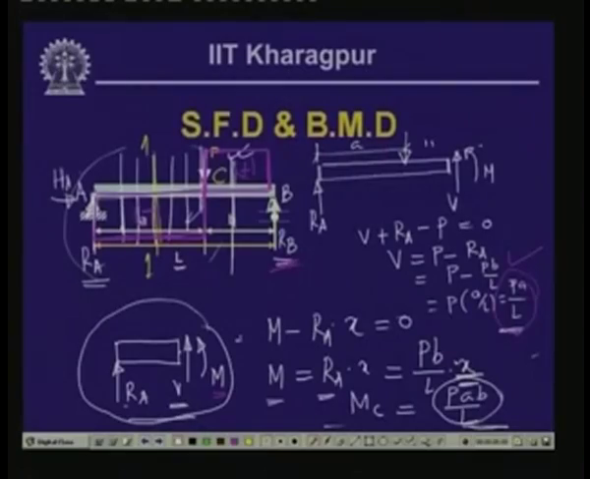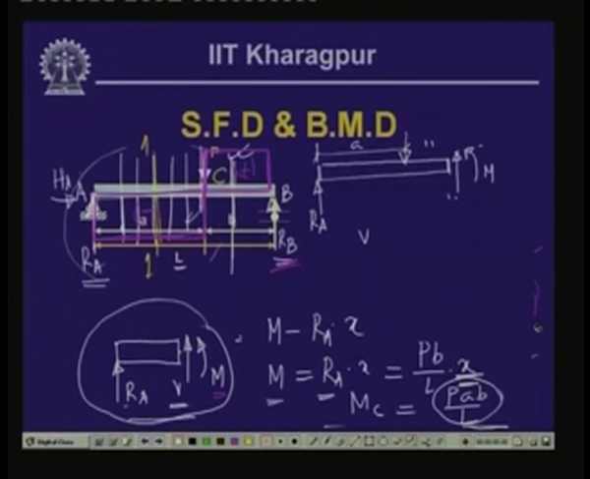Now, what happens to the bending moment on the right hand side of this particular load? Let us calculate from the free body of the other part what happens to the value of the bending moment. If we take the moment of all the forces with respect to this particular point, let us call it D, the general moment M at this section is in the anti-clockwise direction. R A is causing a moment in the clockwise direction, so minus R A into x.